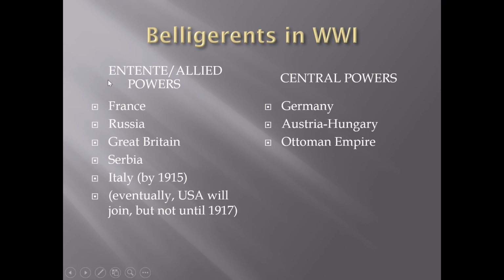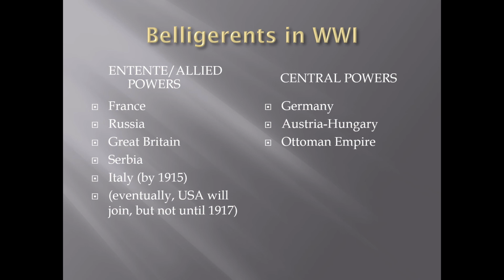Entente is the French word. France, Russia, and Great Britain are the big ones. Serbia, of course, is where this all started. And Italy is going to join the Entente powers by 1915. Remember, it had been on Germany's side, but it never really intended to have to fight on Germany's side. So France will wind up promising Italy some territory that it wants from Austria-Hungary if they join the Allied powers, so Italy will trade sides. They'll wind up doing the same thing halfway through World War II.